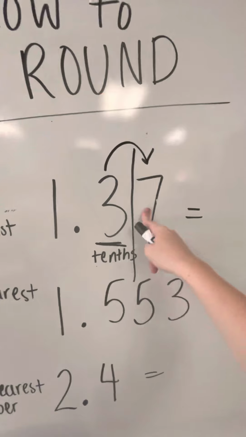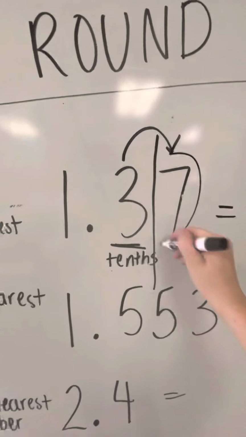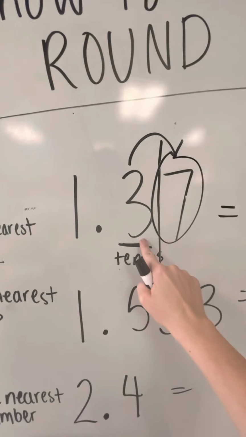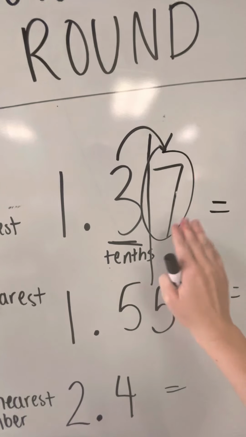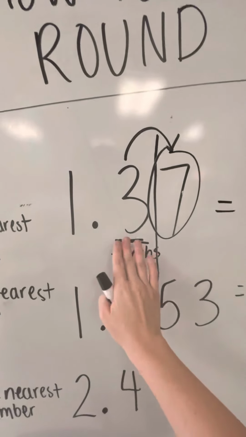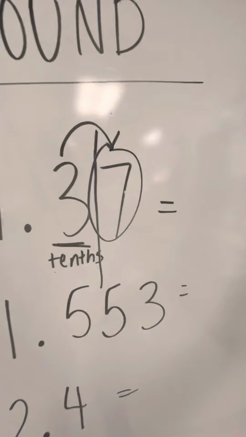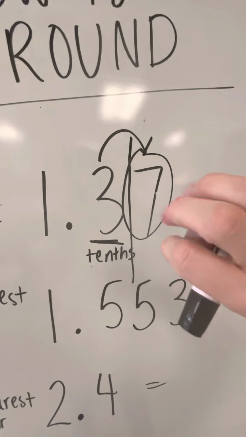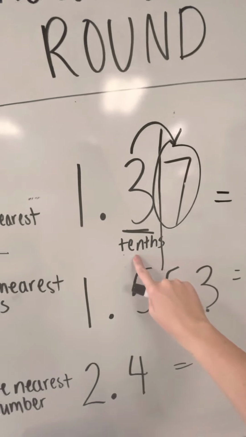If it's 5 or more, this neighbor, I'm going to make this a 4. If this number is 4 or less, I'm going to keep this the same. And then the neighbor will go away and we'll make it a 0, or we'll just not put anything because we're rounding to the tenths.